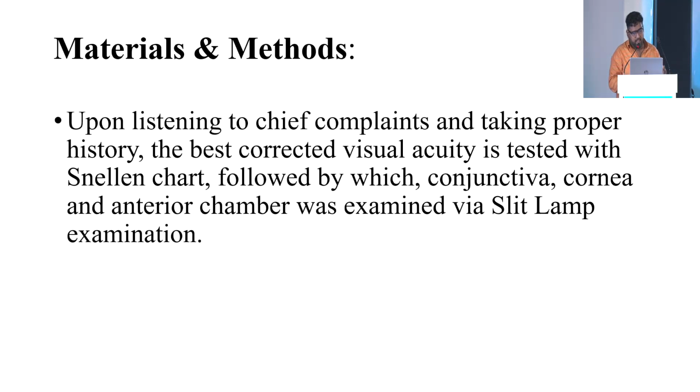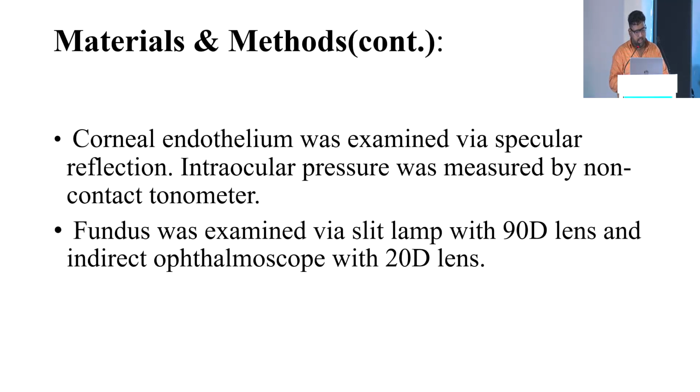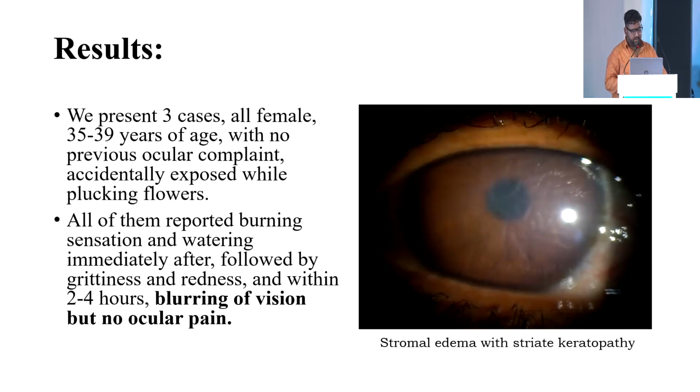So here I examine the patient. Upon listening to chief complaints and taking proper history, I examine the best corrected visual acuity via Snellen chart, and then I examine via slit lamp examination the conjunctiva, cornea and anterior chamber. And then I examined the corneal endothelium via specular reflection only, and intraocular pressure was measured by non-contact tonometer, and fundus was examined after dilatation and checking for pupillary defect by slit lamp with 90-degree lens and indirect ophthalmoscope. So what do we find here?